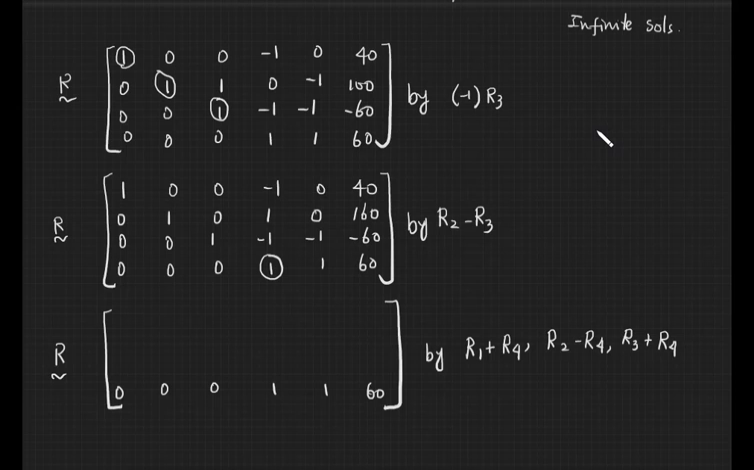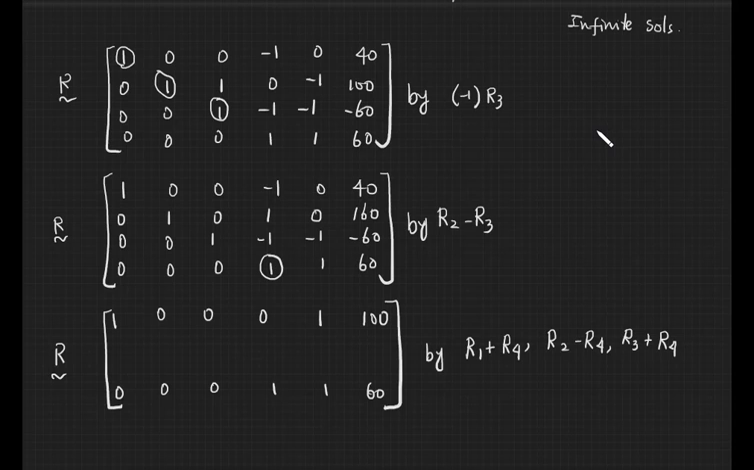Okay, R1 plus R4. R1 plus R4, that will be 1 plus 0 becomes 1, 0 plus 0 becomes 0, 0 plus 0 becomes 0, minus 1 plus 1 becomes 0, 0 plus 1 becomes 1, right? 0 plus 1 becomes 1. Okay, and then 40 plus 60 becomes 100.